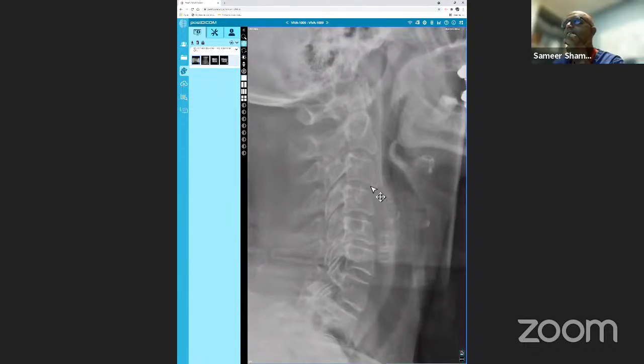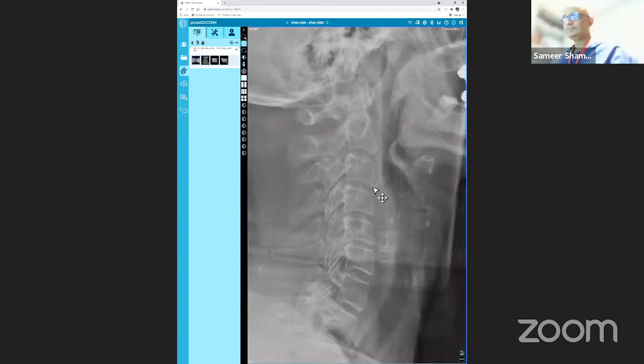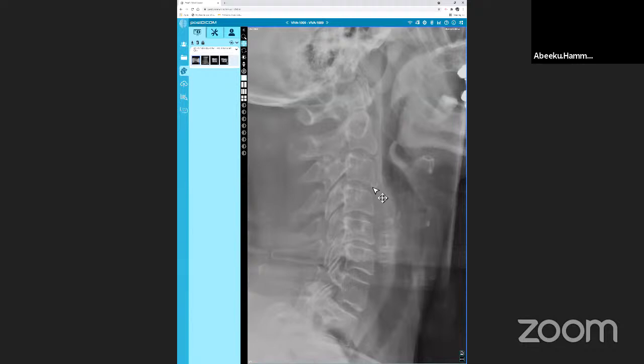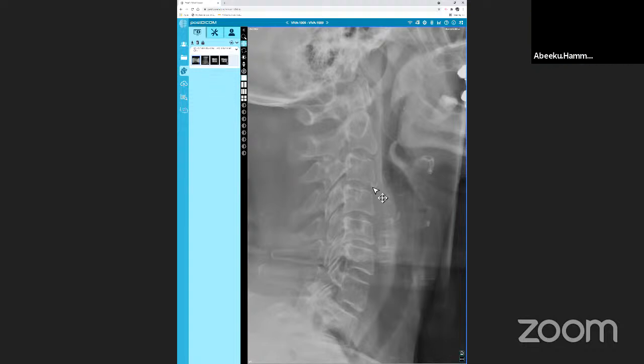So what type of fracture is it called? It's a clay-shoveler fracture. No, clay-shoveler fracture usually tends to affect the posterior element. So it's because there is a step, as I said, listhesis. I would like to properly assess the facet joints. Looking at it, it's slightly widened compared to the other.